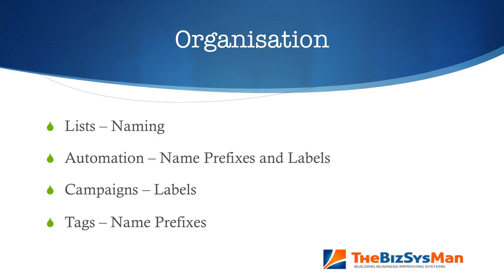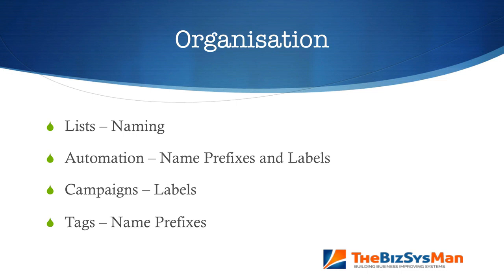So firstly, with lists, the only choice you have really is about how you name them. So we would typically prefix those and give them a good strong name, so you know what the purpose of that list is. Automations, you can use name prefixes and you can use labels to organize them by different things. The labels are a bit like tags in WordPress. You can have more than one label on an automation, so you can easily sort things in different ways.